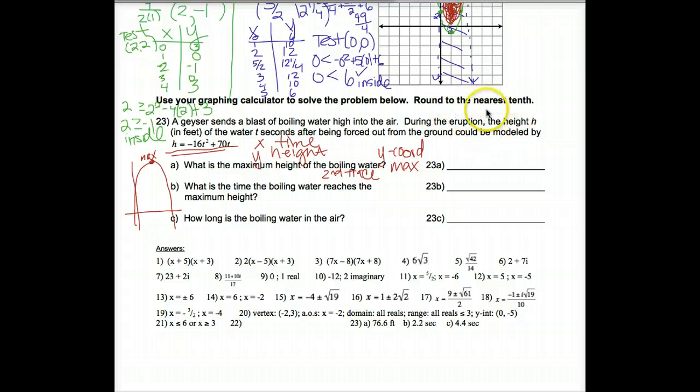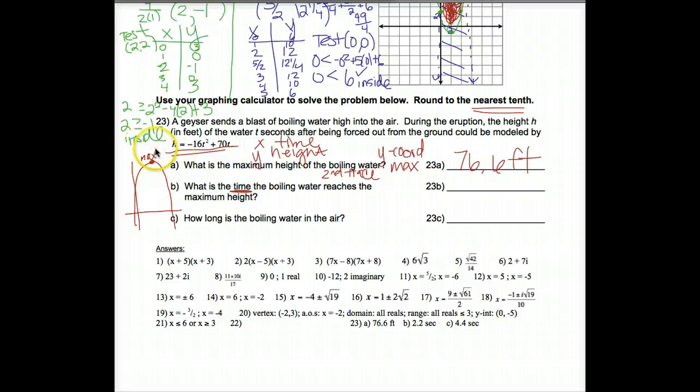And make sure we're reading the directions. This one says round to the nearest tenth. So that's going to be 76.6 feet is what you should have gotten for the y coordinate of your maximum. The next one says, what is the time that the boiling water reaches the maximum height? So again, time is x coordinate.